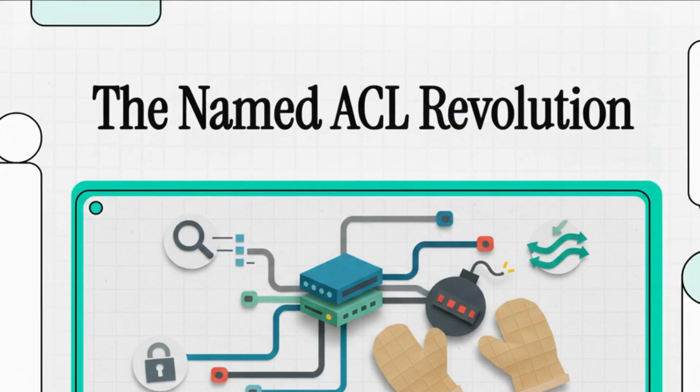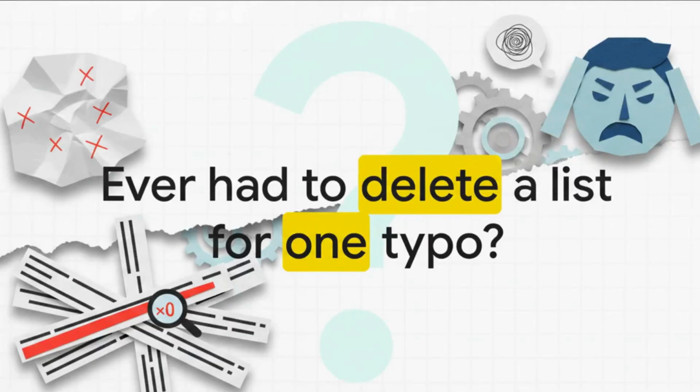We're going to explore the named ACL revolution based on some fantastic source material and uncover exactly how it's upgrading network management across the board. But before we get to the solution, we kind of have to talk about the problem. Have you ever had to delete an entire access list just to fix one single typo? If you've worked with traditional legacy access control lists, I know you are groaning right now.